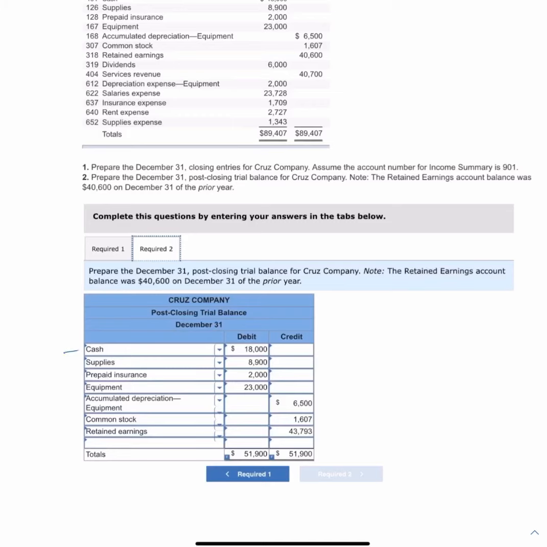We see cash, which is an asset, supplies, which is an asset, prepaid insurance, another asset, equipment, asset. Accumulated depreciation dash equipment is a contra asset. Common stock is equity, and retained earnings is equity. So there's no temporary accounts on that post-closing trial balance, and that's because they've all been cleared out in the prior period. At this point, it's just a matter of finding the balances up here that you need for each account, dropping those in, and making the previously stated adjustments to that retained earnings account.